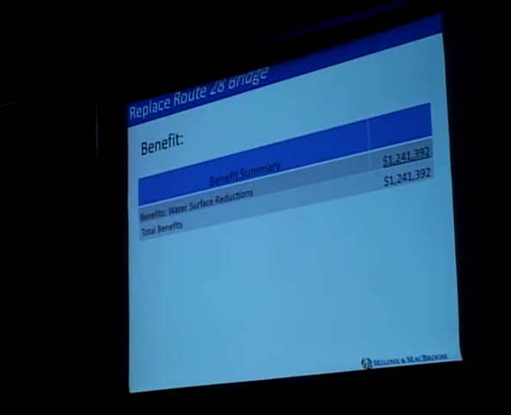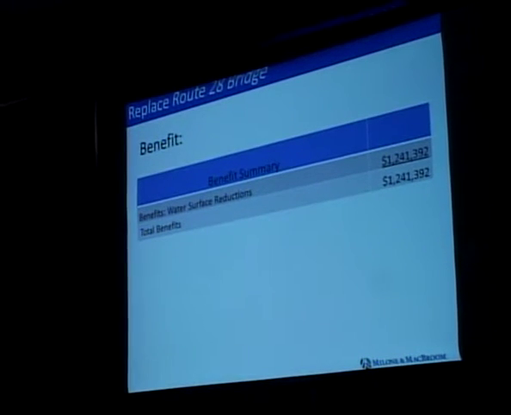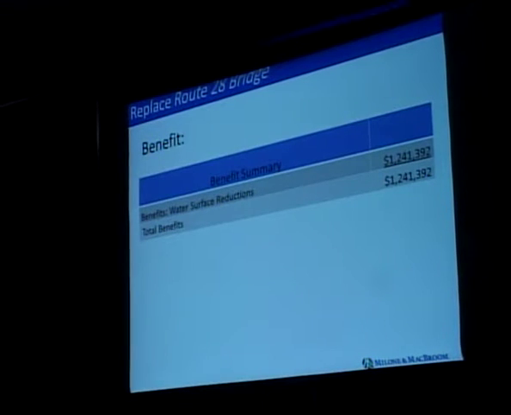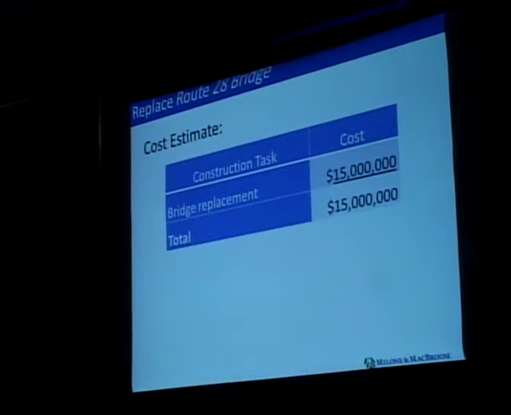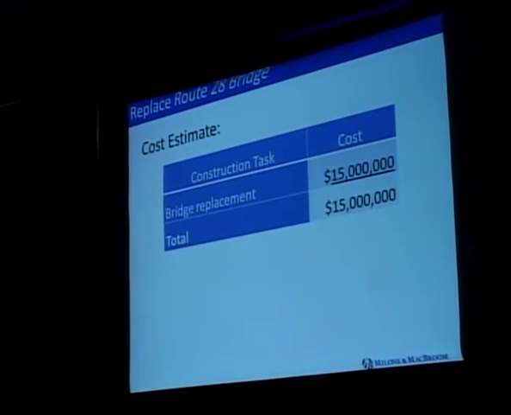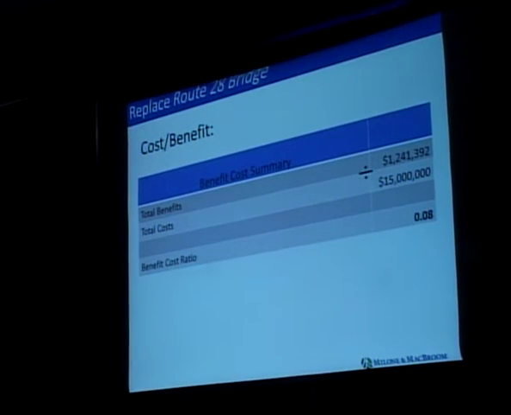If we look at replacing the Route 28 bridge, this is removing that undersized structure, replacing it with a larger bridge, larger embankments, and removing that big constriction and flows there. You see about 1.2 million in water surface reduction benefits. These are homes that aren't getting flooded as a result of that reduction in water surface elevations. But when you compare that to the estimated cost of replacing that bridge and widening it to the degree that it would need to be to span that whole floodplain, we're at about $15 million. So we have a pretty dismal benefit to cost ratio because of the cost of the bridge replacement.